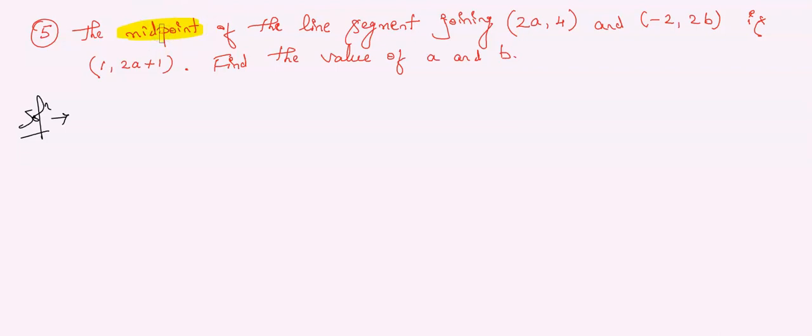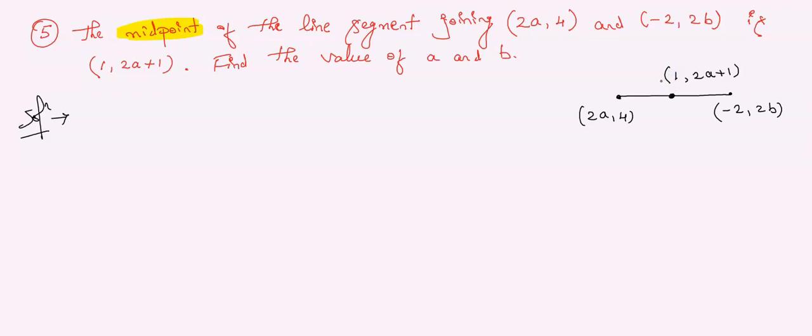We have to use the midpoint formula of the line segment joining 2a comma 4 and minus 2 comma 2b. Here we have two points, right? Which are the 2 points? The 2 points are 2a comma 4 is the first point and the other point is minus 2 comma 2b. These are the 2 points. And what is the midpoint? The midpoint is 1 comma 2a plus 1. So this is the midpoint. Understood? The midpoint of these 2 points is 1 comma 2a plus 1.